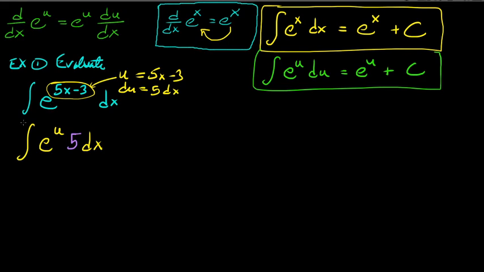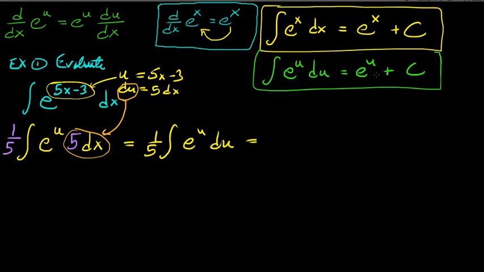And just for convenience, it might be better to divide by 5 on the outside, right? So I did that in order to change this into du. So that becomes my du. So I just get 1 over 5 times the integral of e to the u du. And, well, there you go, right? The integral of e to the u is e to the u plus c. Don't forget the 1 over 5 in front.